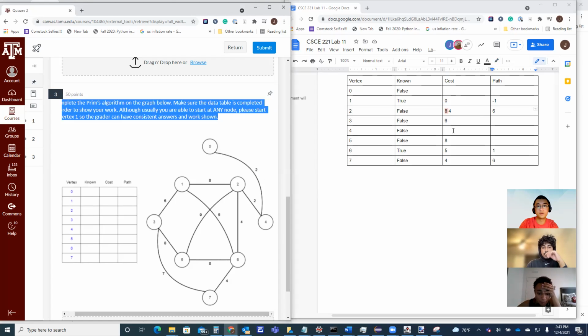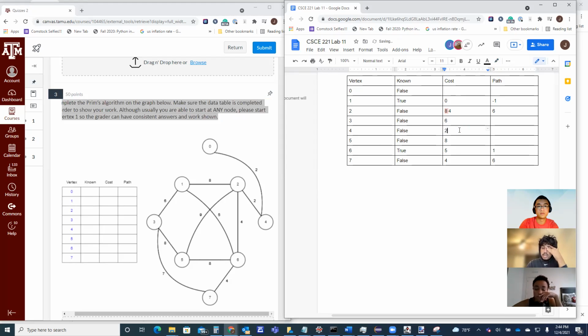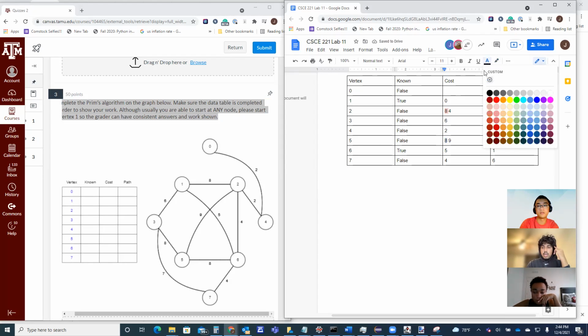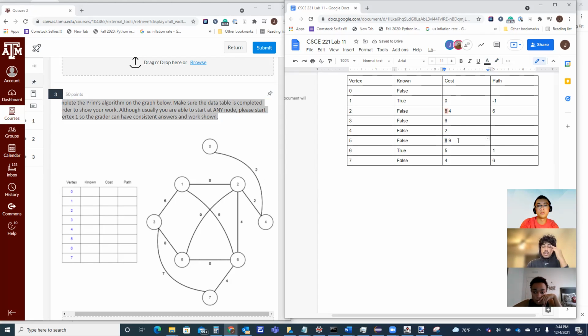So 2 goes to 4, and that has a cost of 2. Nice, cheap. 2 goes to 5 at the cost of 9. That's too expensive, so we wouldn't change anything. But we still update the cost, right? Or no? I don't think so, because it's higher, more expensive, so we would just move on.